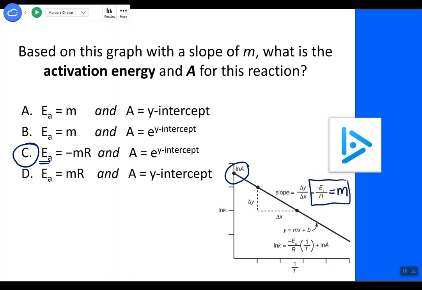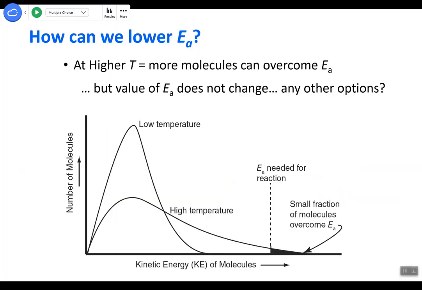Here we have our y-intercept. It's equal to ln A. So if we simply want to isolate A, you can see we simply take e to the power of that y-intercept. Well done. Well, we know how to solve for the activation energy now.